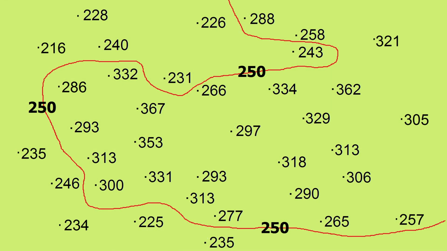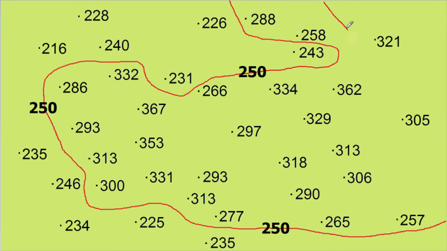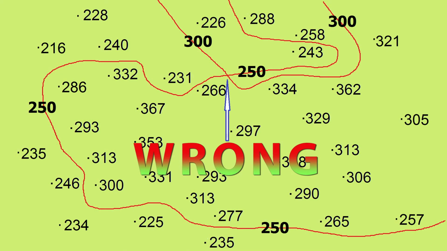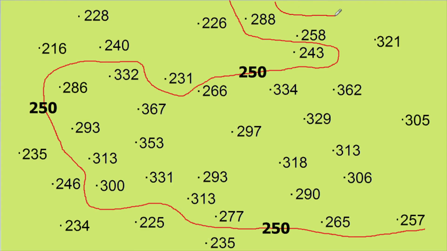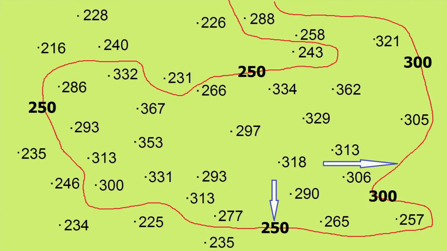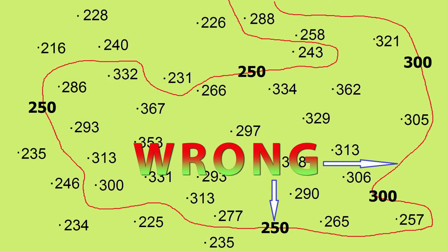I will deliberately make some errors here to show you what I mean. For example, it would be wrong for my isoline to cross over another isoline like this. Another error would be if I joined my 250 metre isoline with the 300 metre isoline. This is wrong because the line is no longer representing points of equal value.